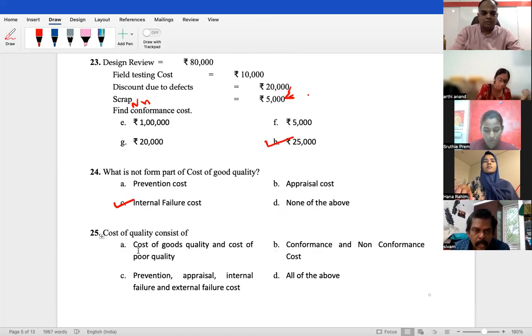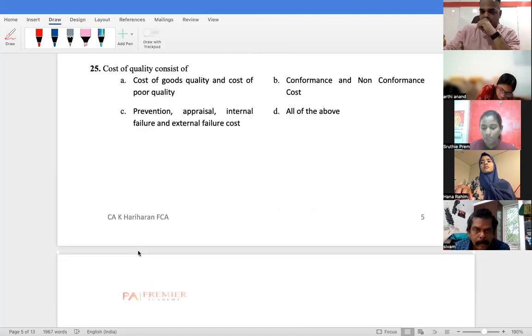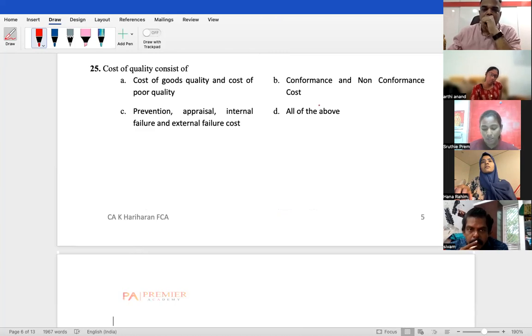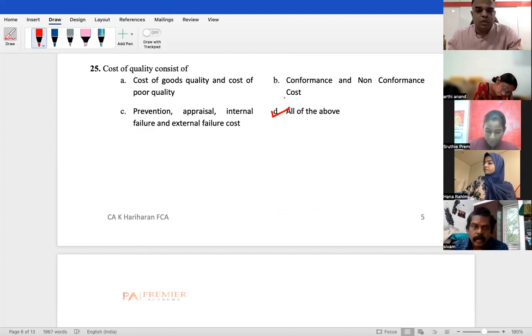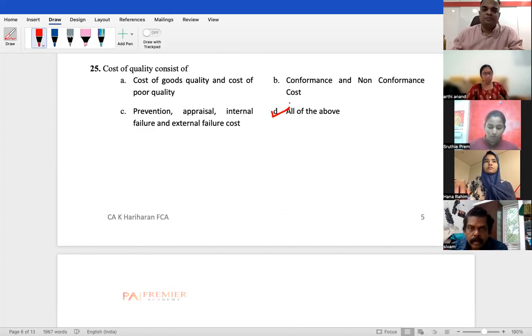Next. Cost of quality consists of option A, cost of good quality and cost of poor quality. Option B, conformance and non-conformance cost. Option C, prevention, appraisal, internal failure and external failure cost. D, none of the above. The answer is all of the above. Cost of quality consists of cost of good quality and cost of poor quality. Conformance, non-conformance, prevention, appraisal, internal failure, external failure are nothing but types of cost. So everything forms part of cost of quality. Therefore, all of the above is the correct answer.